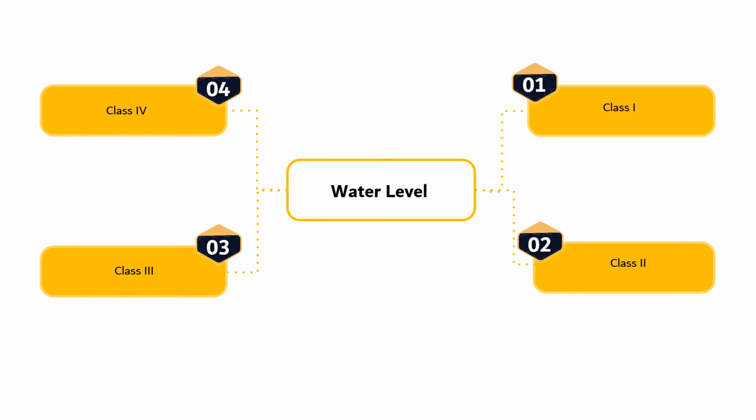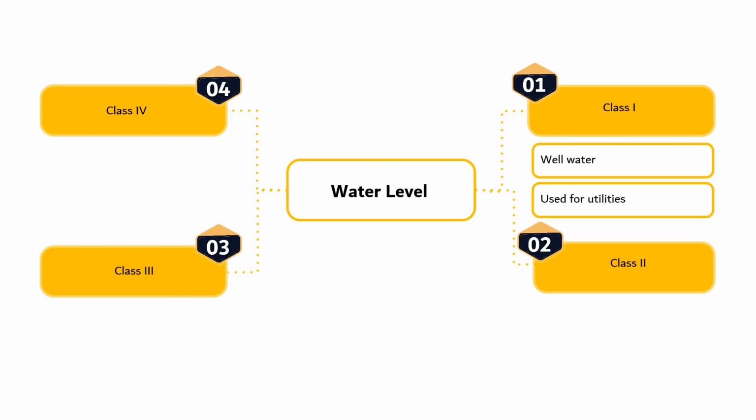Water is grossly classified into four levels. Class 1, often referred to as well water. It is used primarily for utilities.